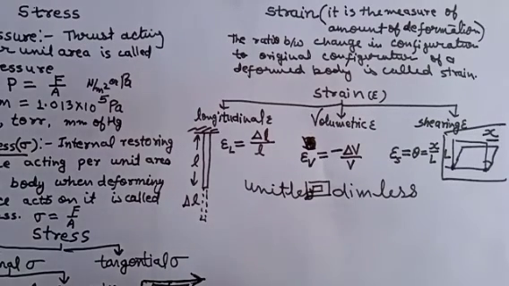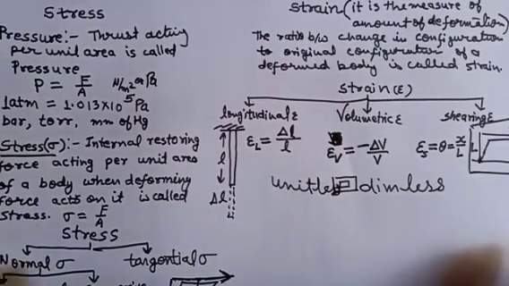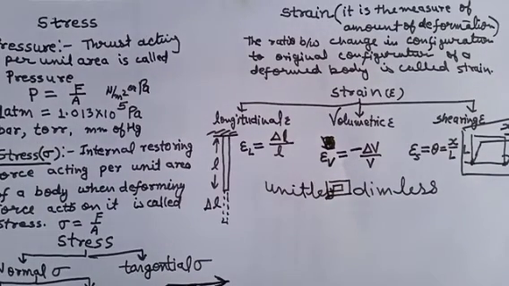It is a unitless, dimensionless quantity because it is the ratio of the same quantity. So there are stress and strain, and on the basis of that, we can study the elastic behavior of material. So this is all about the introduction of this chapter. Next, there will be some other constants related to the elastic behavior of a substance.